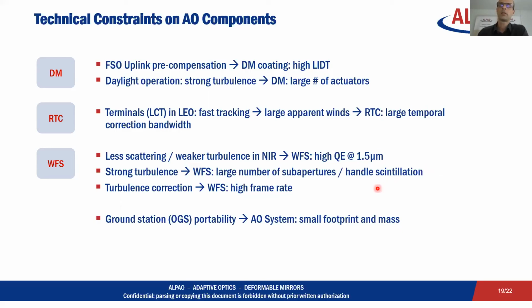And of course, as always in atmospheric turbulence applications, we have to go fast, so the wavefront sensor needs to be able to run at a couple of kilohertz typically. Last but not least, for optical ground stations that need to be portable, the AO system needs to have a small footprint and mass.